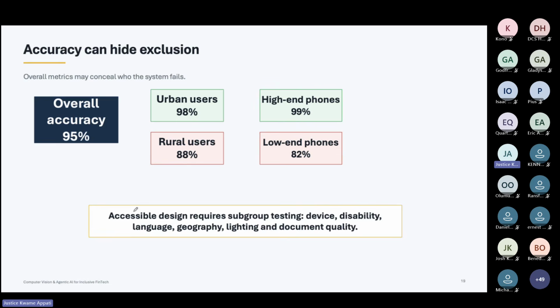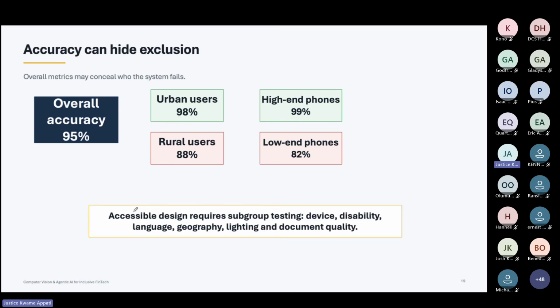But we go this route: the failure point. The person in Accra, 98%, high-end phone. What do you expect? You can't expect anything bad. Is that your target? Are they your target? Or do you want me in the rural area with a low-end phone to also enjoy?